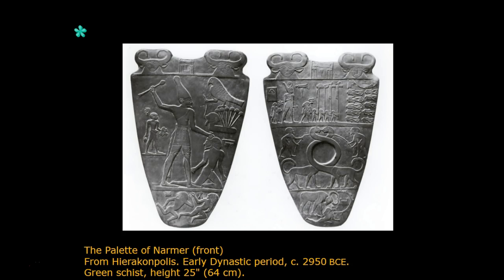So basic cosmetic palettes were among the typical grave goods found during this early era. This one is actually pretty large, so it wasn't intended to be used in real life, but it's a ceremonial object that the deceased person could use, or symbolically use, in the afterlife.